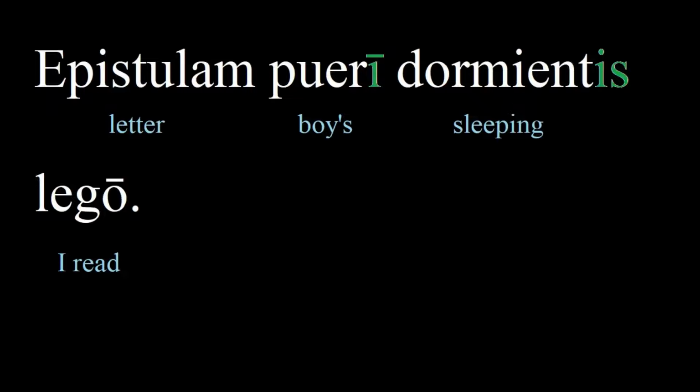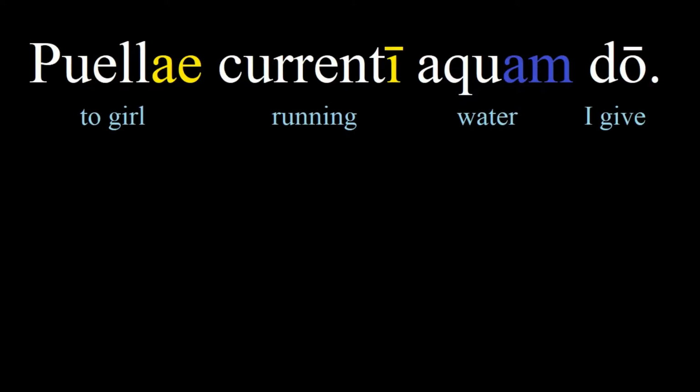Now try to say, I give water to the running girl. Puellae currenti aquam do. Here again, the girl and running are a unit, so they are both in the dative form. And the regular conjugation for the third declension is the same for masculine and feminine nouns, so they are both currenti in the dative form. It is only the neuter form that is different in the accusative and plural nominative form. So declination is not so difficult for this type of participle.